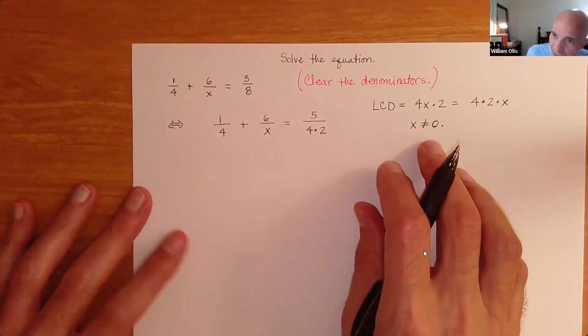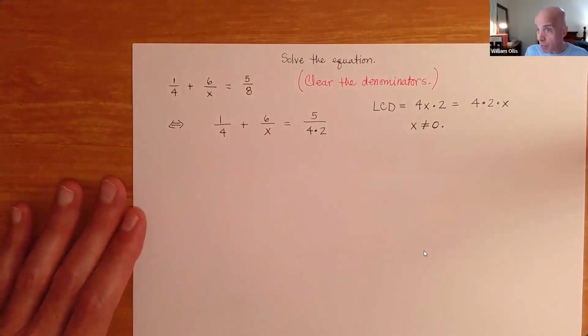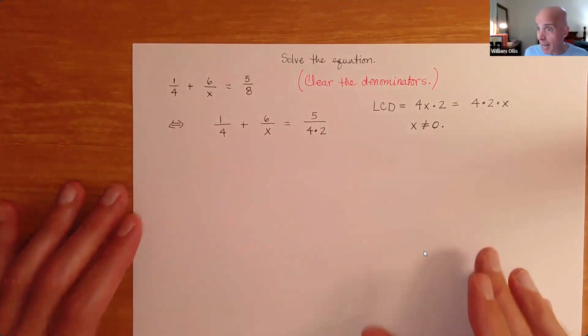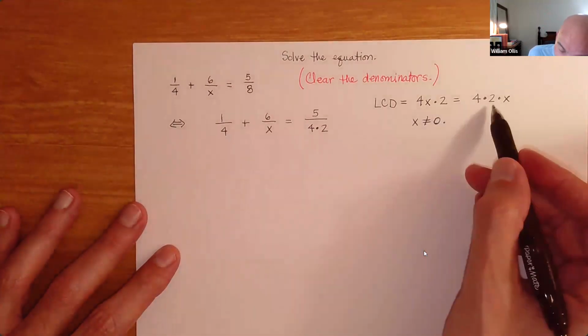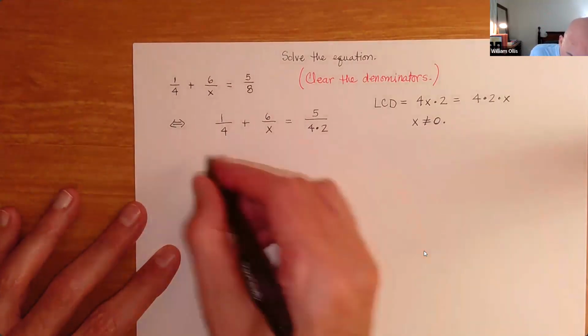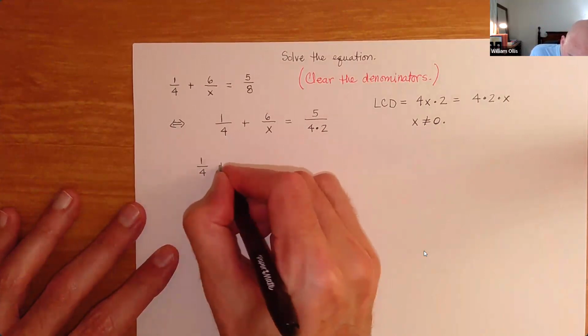So now we've got that. We're kind of keeping that in the background just to make sure that we don't mow over it if it happens to occur. Now what we want to do is multiply the equation by the LCD. I'm going to use the same format that I did before.